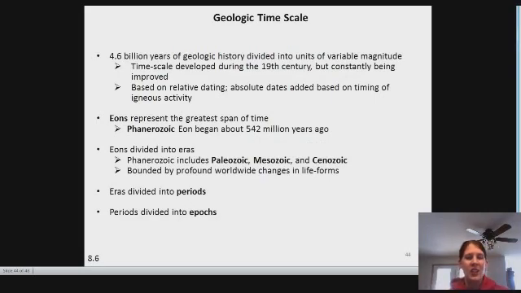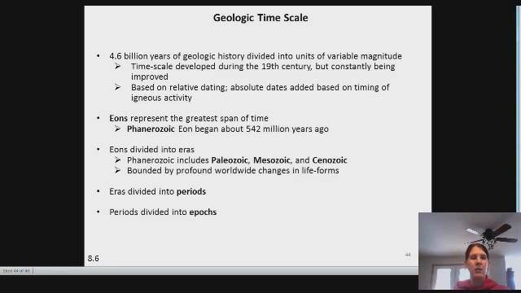So the geologic time scale, I've mentioned that a few times now. 4.6 billion years of geologic history is divided into units of variable magnitude. The time scale was developed in the 19th century, but it's constantly undergoing improvements and being reworked. This is based on relative dating, and absolute dates are added based on the timing of igneous activities.